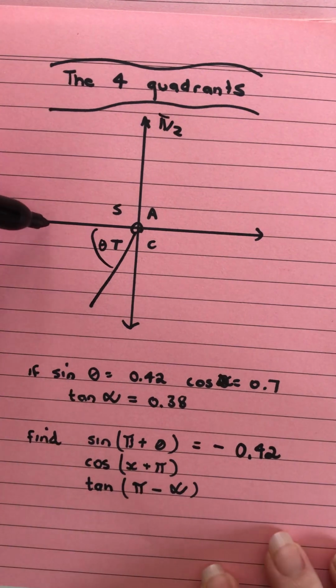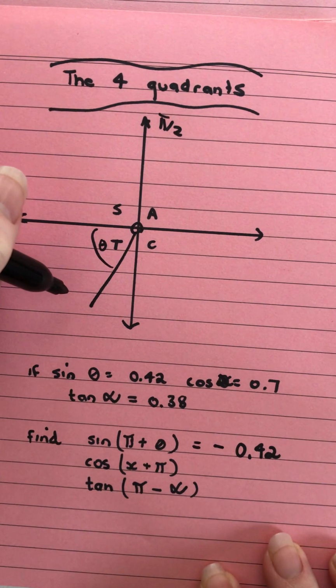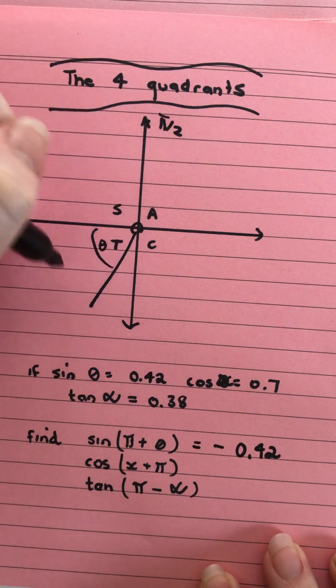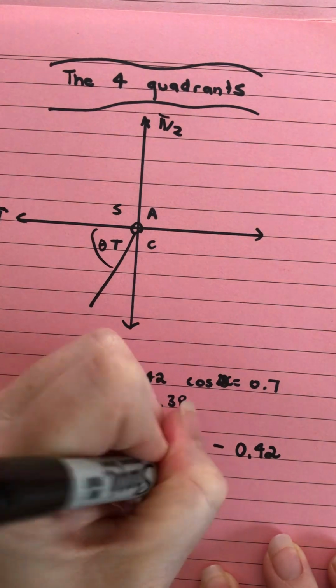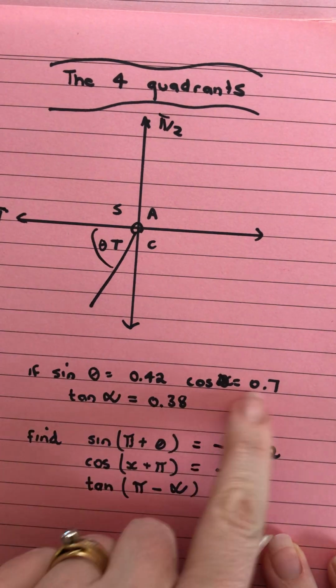Now the next one, we've got cos of x plus pi, or pi plus x. So we've got our pi over here, we're adding our x to that, so same kind of scenario as we've got here. In this quadrant, tan is positive, so that means our cos is negative, so we get negative, and let's have a look what cos was, 0.7.